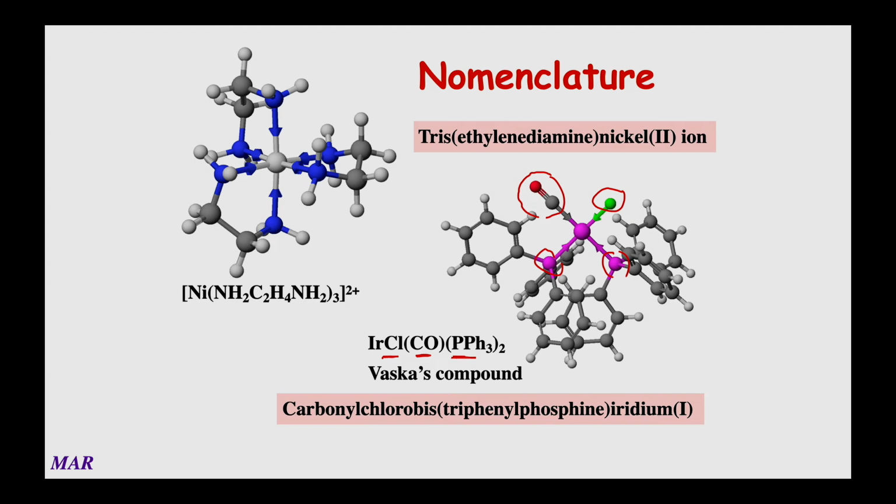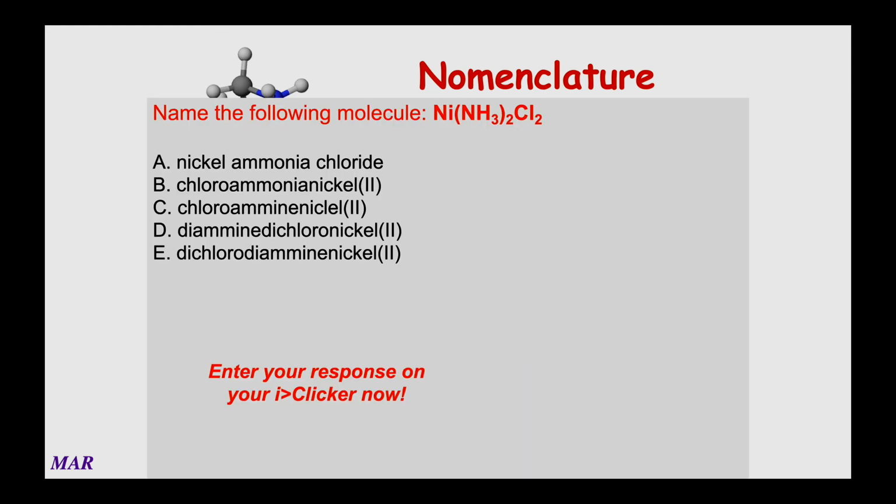If you see a long name like that, break it down. All right, break it down into pieces that look familiar. So carbonyl, chloro, there's the word bis with that kind of thing, and then the metal with the ion. Good to go. Let's name this molecule, Ni(NH3)2Cl2. All right, no problem. So when you do this, first of all, you have to put the ligands in alphabetical order.